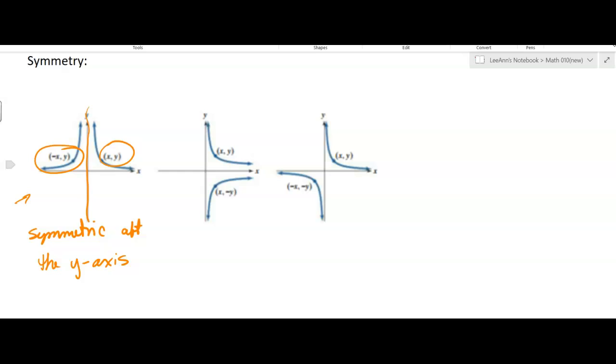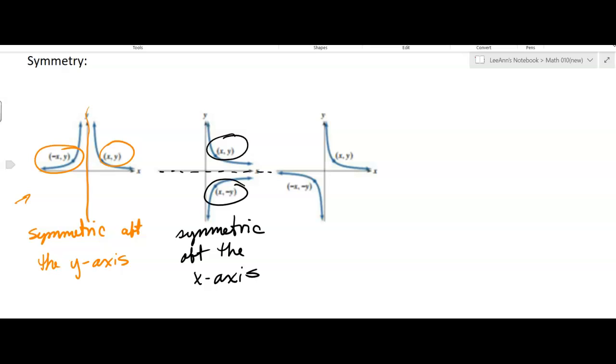Okay. This next one is symmetric about the x-axis. So you probably guessed that. If you were to fold it along the x-axis, fold your piece of paper, the points on the top would match up with the points on the bottom. For every (x, y), there's an (x, negative y).